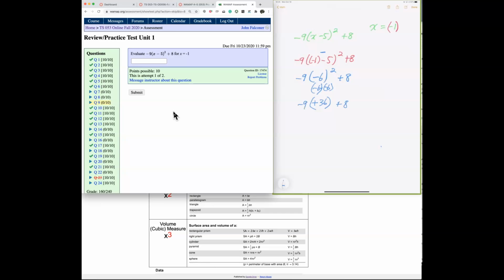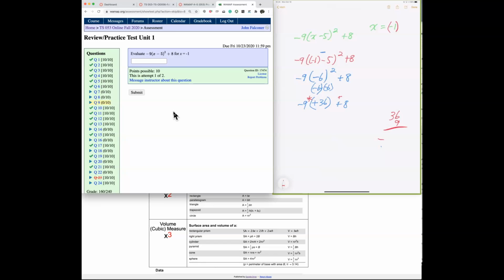So parentheses, yes, but no operation inside them, just a sign. And then no exponents, but we do have one unwritten multiplication and one written addition sign. So we're going to go with the multiplication first. So negative 9 times 36. Ugh. So we got two different signs, so the answer will be negative.